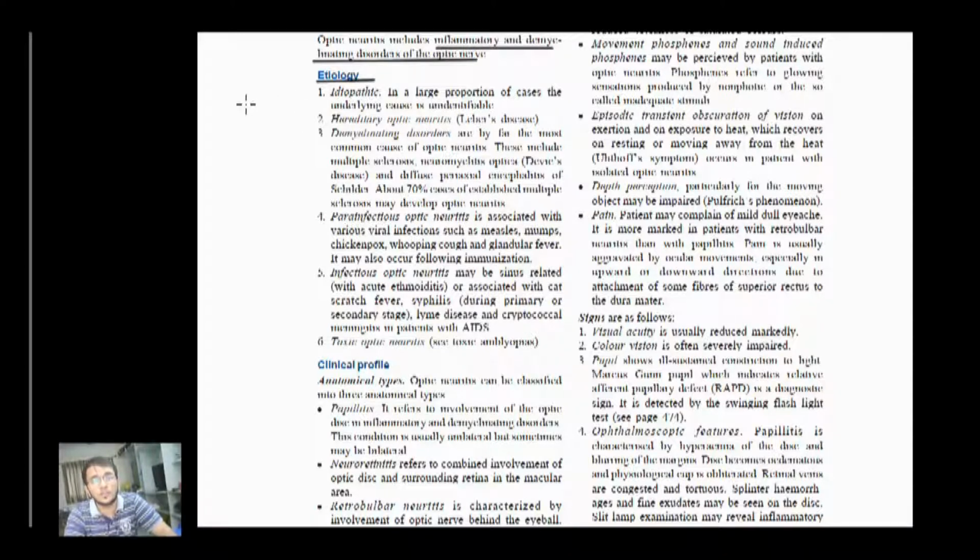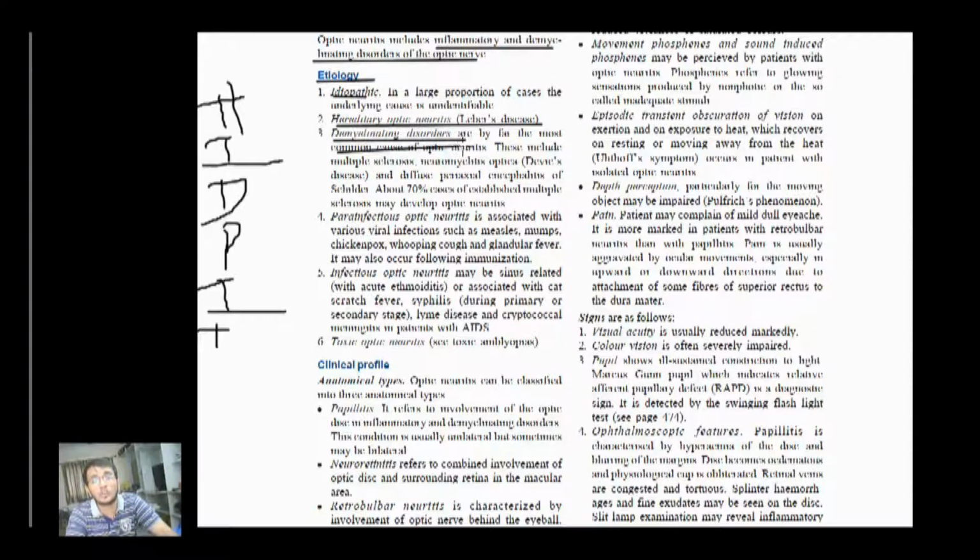So we have a mnemonic for this, that is HIDPIT. H for hereditary optic neuritis, that is Leber's disease. I for idiopathic, that is in a large proportion of the cases the underlying cause is unidentifiable, and last D is for demyelinating disorders. These are the most common cause of optic neuritis.